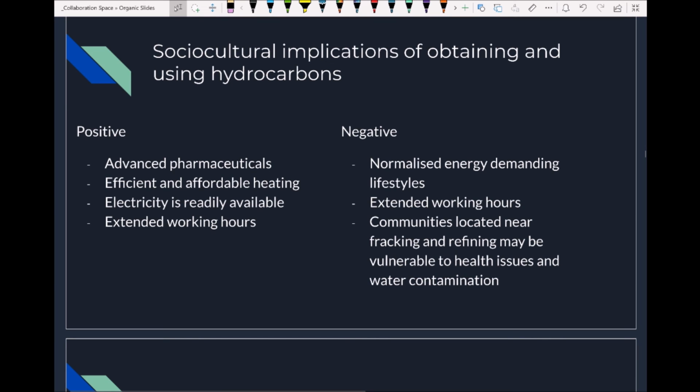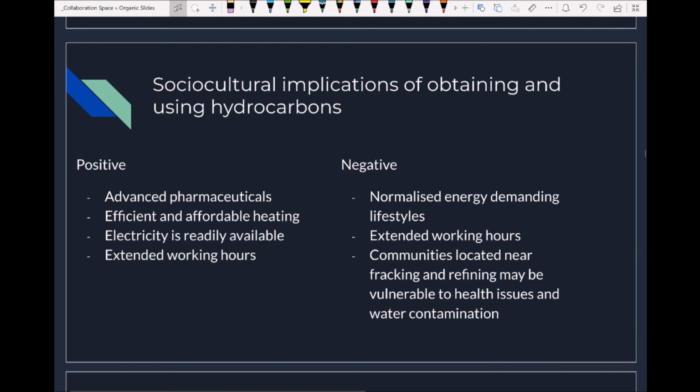Extended working hours, so no longer are you able to say it's the end of the day, stop working. Now it's very common even for teachers to be receiving and sending emails or work throughout very late hours at night. Communities located near fracking and refining may be vulnerable to health issues and water contamination.